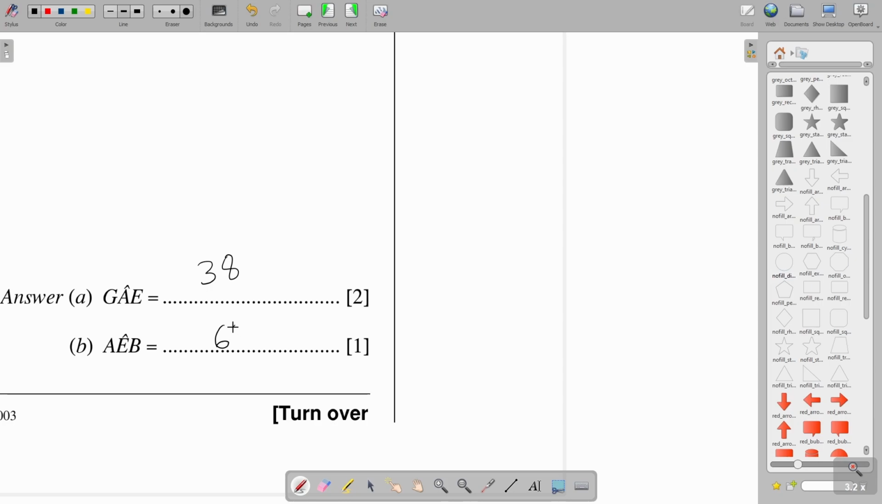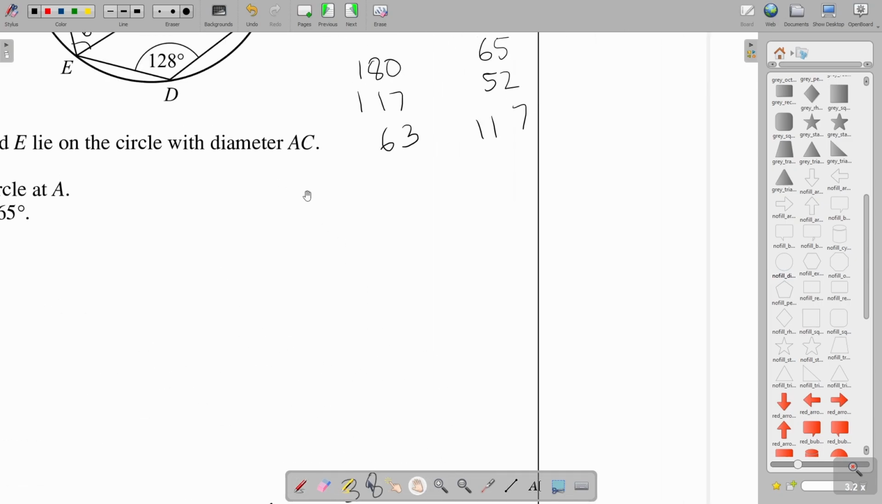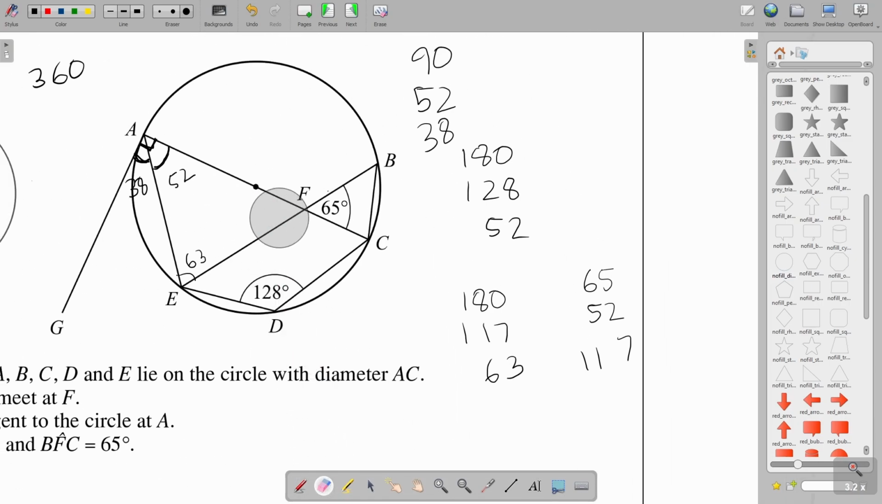And we have AEB is 63. Now, if you're a bit confused about me just simply saying that this is equal to 65 because these are opposites, let me also do it a little harder.